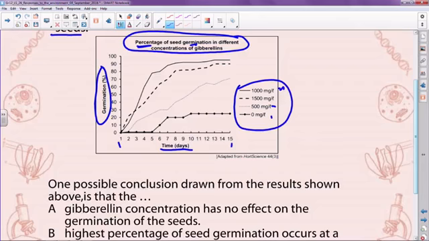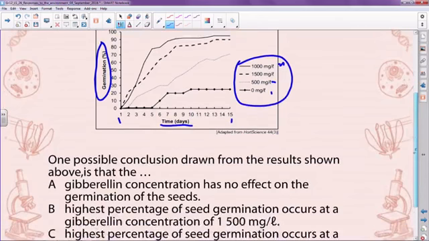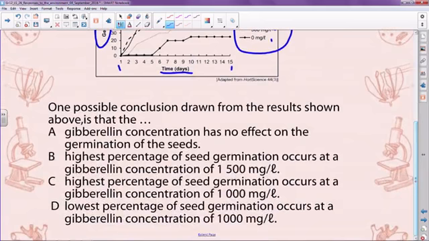And the question is, one possible conclusion drawn from the results shown above is that. So now we need to know, if you look at that, what conclusion can you come up with? You just have to choose A, B, C, or D. So let's have a look. What is A? Gibberellin concentration has no effect on the germination of seeds. Okay, next one.